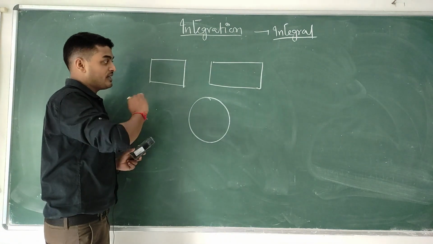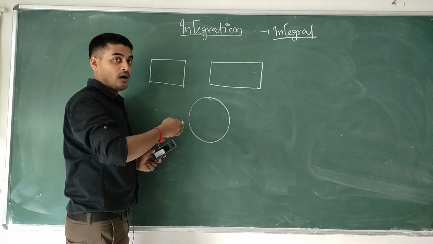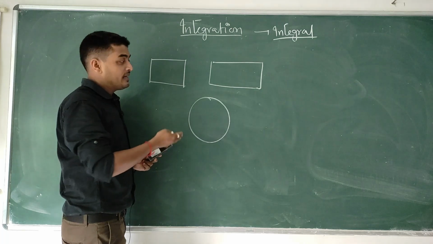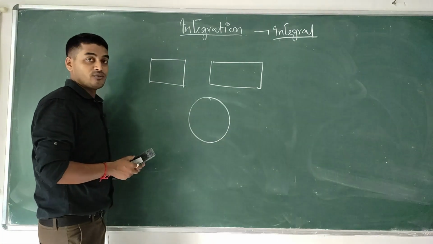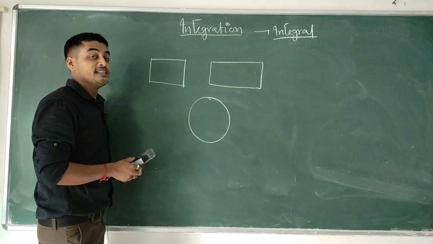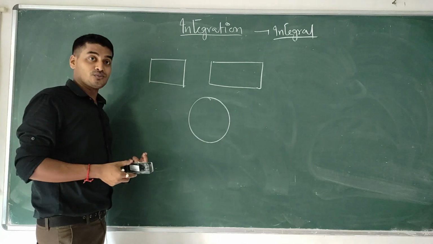But if the shape of the object is not regular, how can we find out the area covered by that object? If the object is not a regular figure, how will we calculate the area it covers? In this case integration plays the important role.